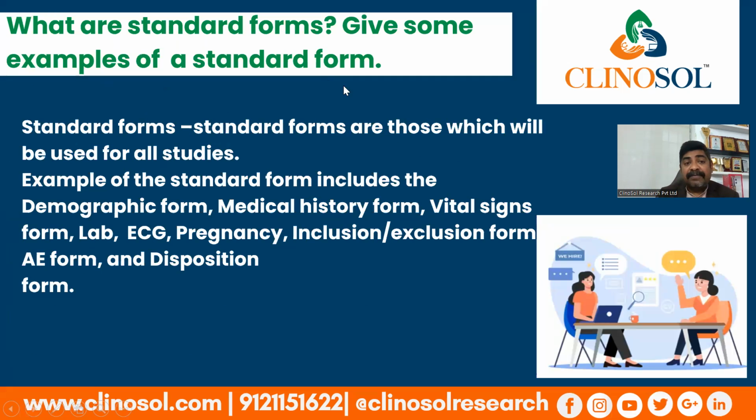So now, what are the examples of standard forms? The standard forms are those which are used for almost all therapeutic areas and almost all studies. Then it is called as standard forms. Examples of standard forms include demography form, medical history form, vital sign form, lab form, ECG form, inclusion exclusion criteria, AE form, disposition form, and pregnancy form. So these are all forms which are being used across all studies, as it is in any study. Then it is called as your standard forms.